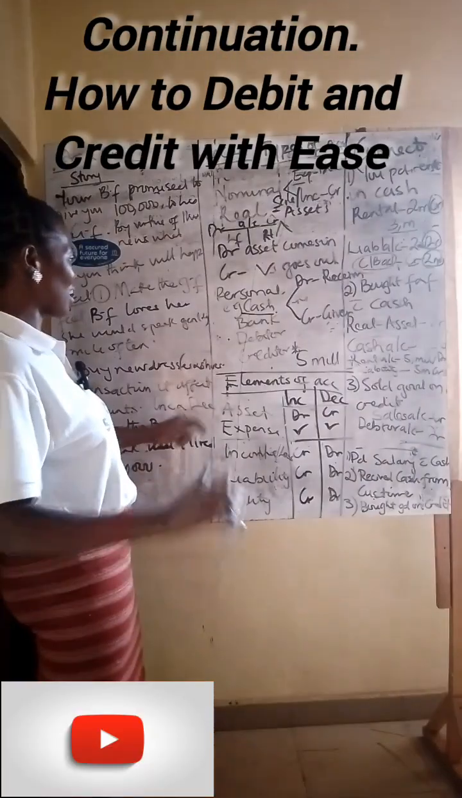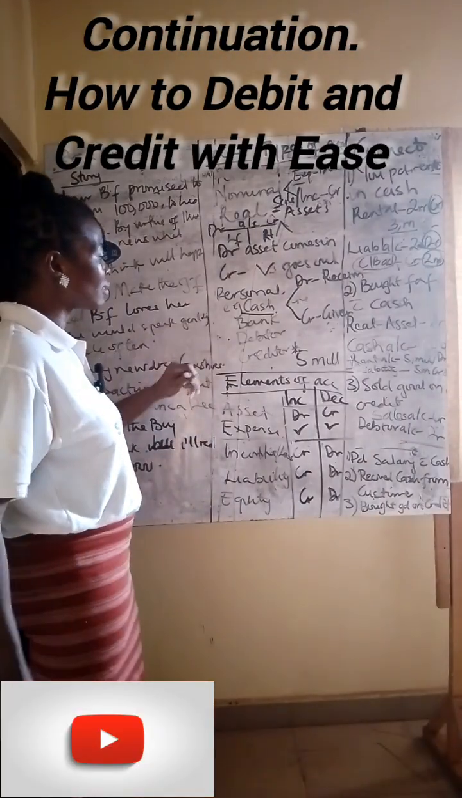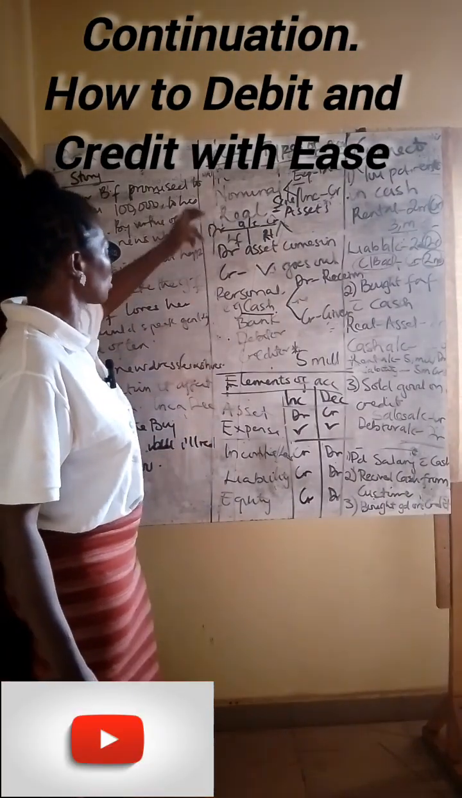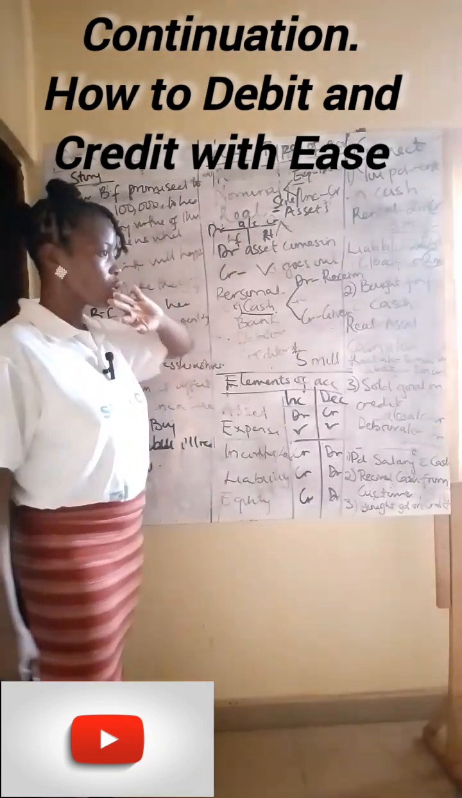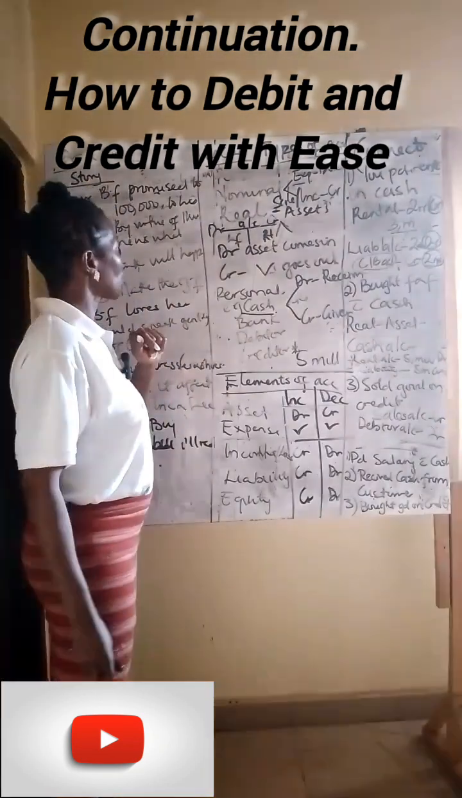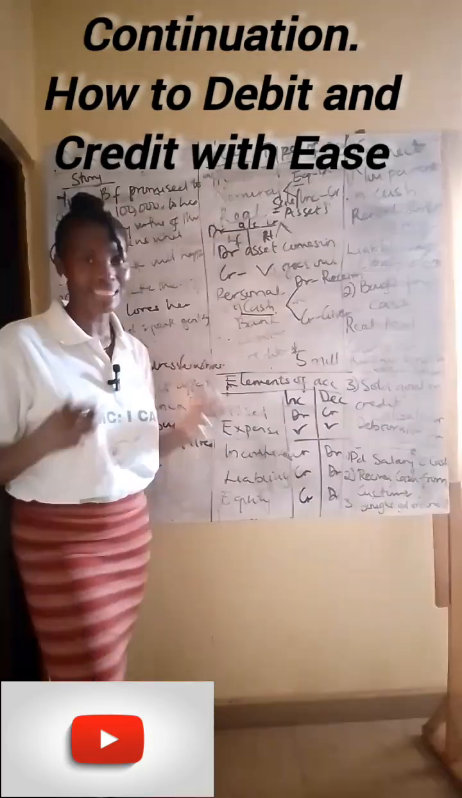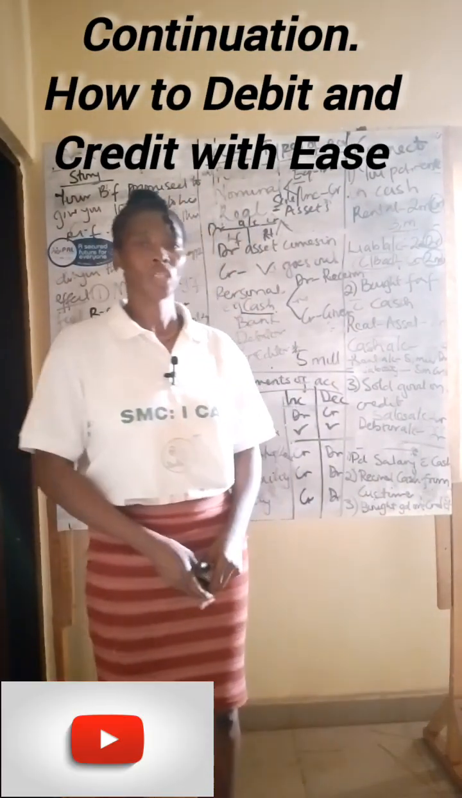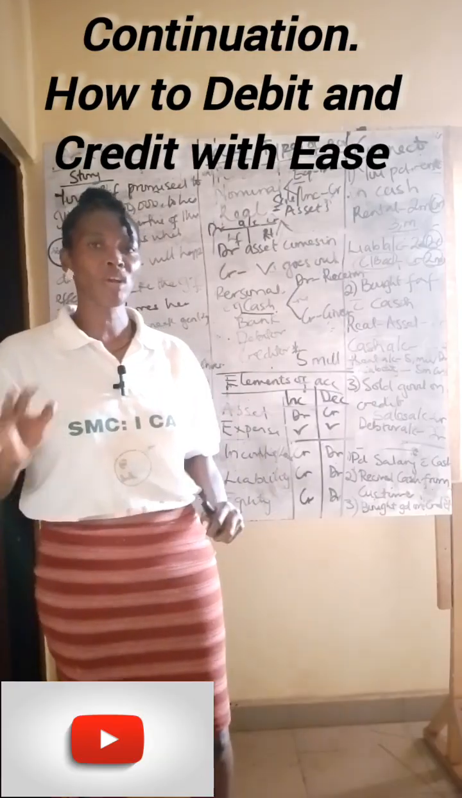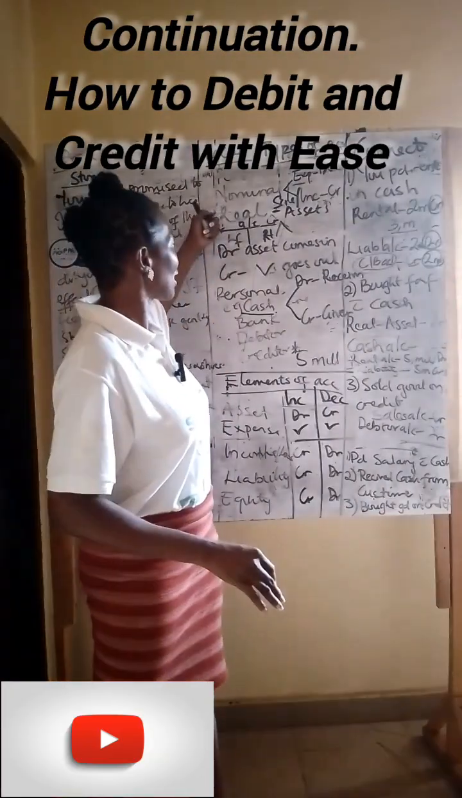Alright, let's continue our class. That was very wonderful. Now, another scenario. We talked about normal accounts and personal accounts. We now know how to use them properly. Now let's talk about real accounts. Real accounts are about assets. Assets are real, you can touch them. When you hear the word assets, they're making reference to your real account.